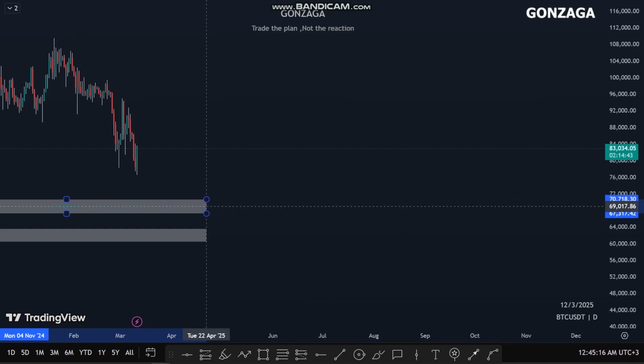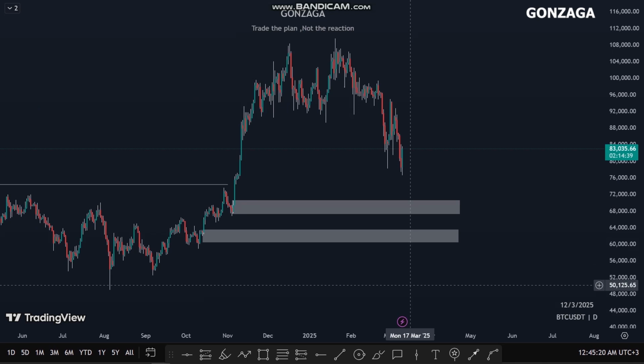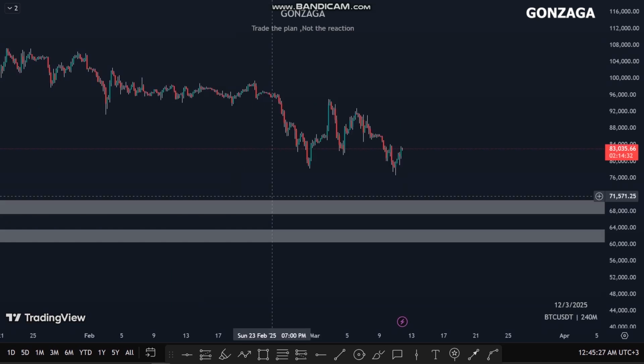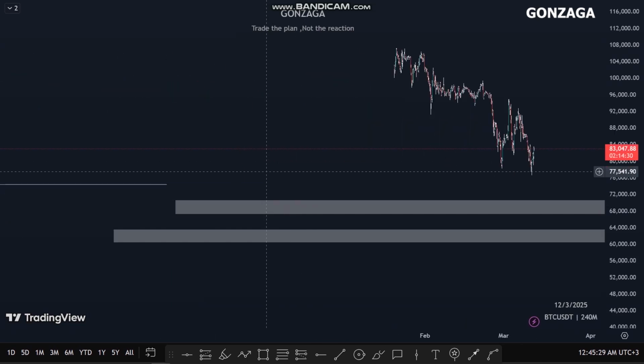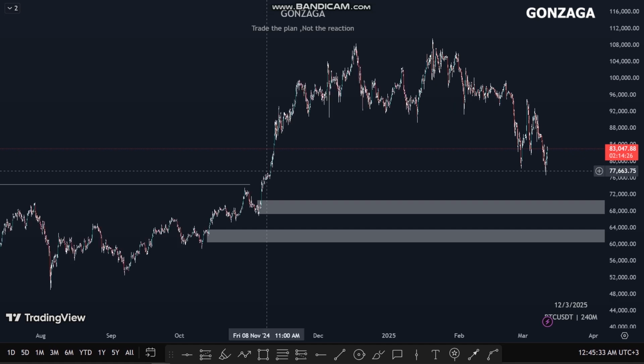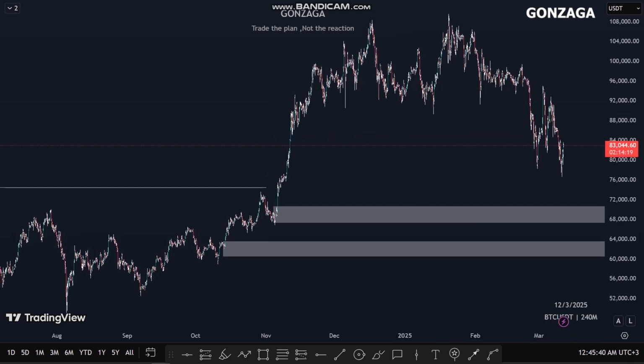So checking out these two demand zones, we also head over to the 4 hour to refine our demand zones. So why are we doing this refining? We are refining our strategy so that we get a smaller stop loss and a big take profit, so that we have a big RR.